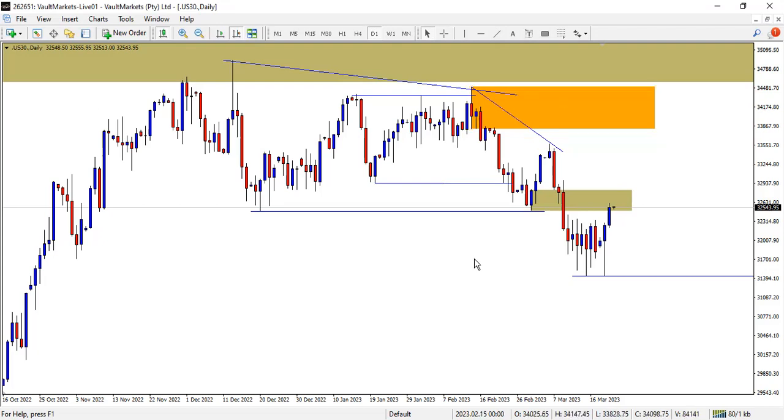Okay, cool. Now, do we have a confirmation that this is a break here? Well, look at this pullback. This is an internal pullback here. So this pullback here mitigated what? This point of interest there. All right, it mitigated this point of interest.